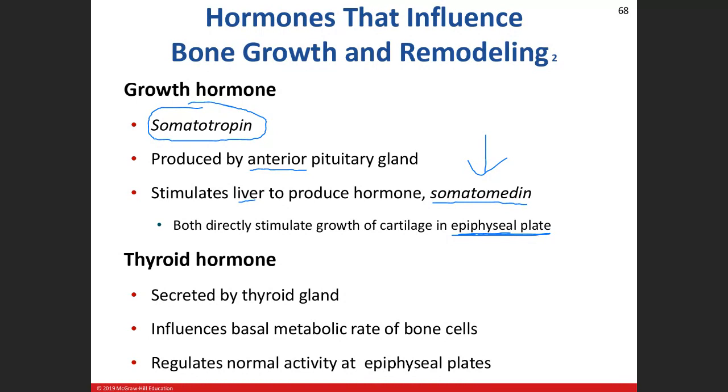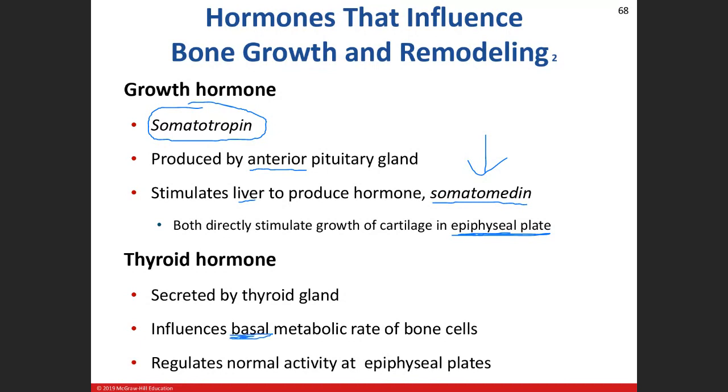Okay? There's a lot of other things that growth hormone will do, but we're just going to stick with bones right now. You get to worry about all that other stuff later on. All right? So our next hormone is thyroid hormone. Now again, thyroid hormone does a lot. First of all, it is made in the thyroid gland. But it's going to, do you know what basal metabolic rate means?